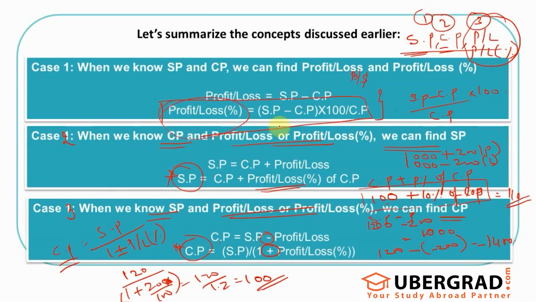Nothing different. I'm just playing around with the same three variables, to put it in equation form. If you are someone who doesn't like to remember formulas, just remember this one: cost price plus profit or loss percentage of cost price is selling price. Everything else you can find by assuming whatever you don't know as a variable and filling in the rest.